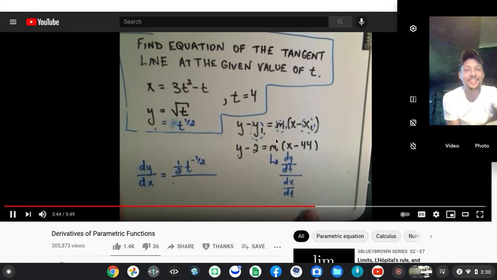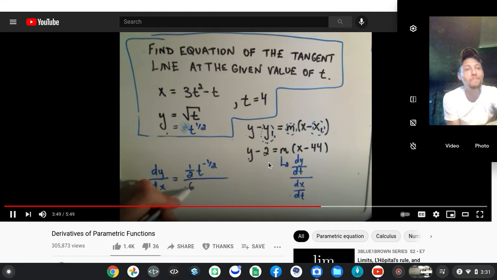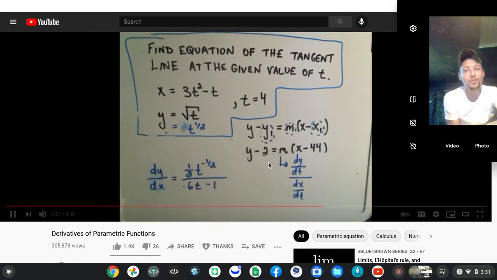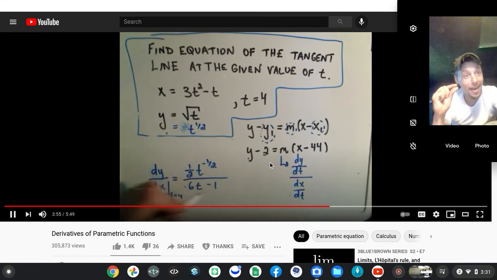If I just take the derivative with respect to t of 3t squared minus t, I'm going to get 6t minus 1. Now I have to evaluate this simply at t equals 4.